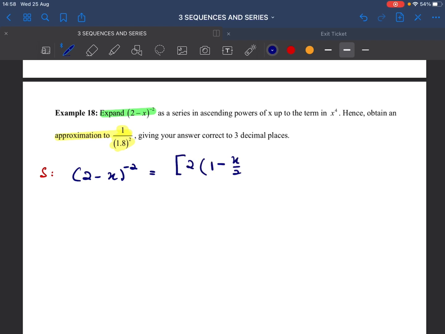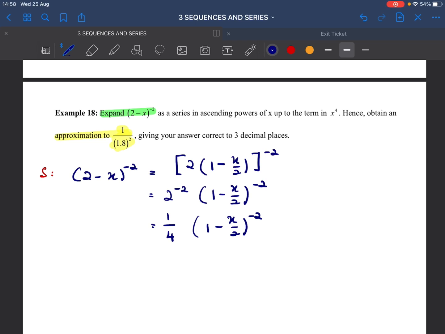So we will have 2 minus x power negative 2 equals to, keluarkan 2, 1 tolak x over 2 power negative 2. Okay, so here you will get 2 power negative 2, 1 minus x over 2 power negative 2. So 2 negative 2, we will get 1 over 4. 1 minus x over 2 power negative 2. Okay?